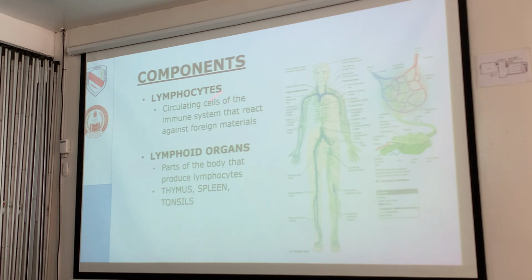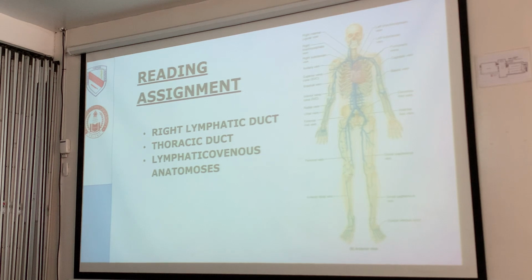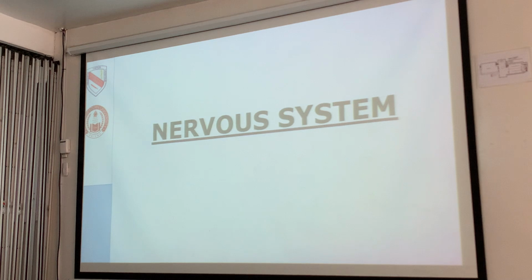Lymphocytes, of course, are circulating cells of the immune system. You have your lymphoid organs, parts of the body that produce the lymphocytes: thymus, spleen, and others. Then, reading assignment: right lymphatic duct, thoracic duct, and lymphatic proteins. So this is the last topic in the anatomy here. This is also the hardest, mind you.